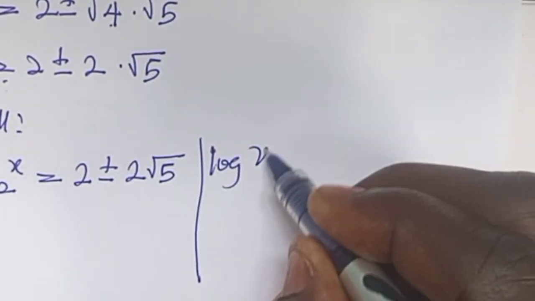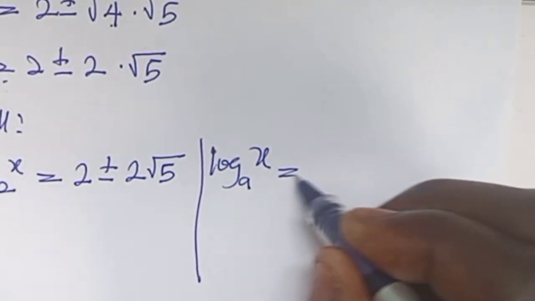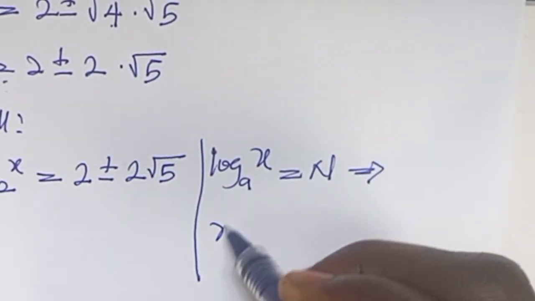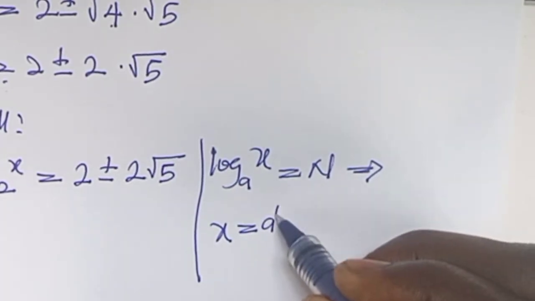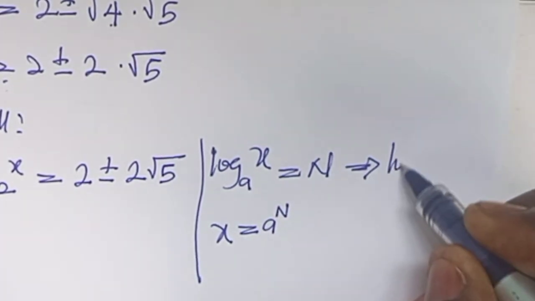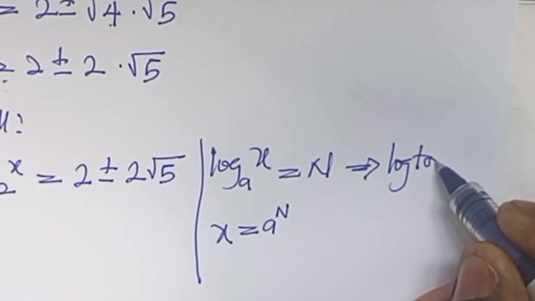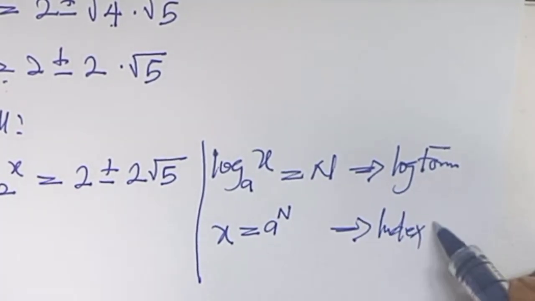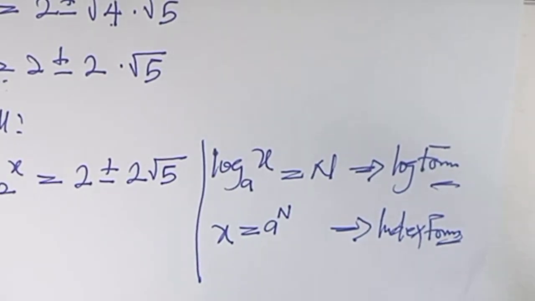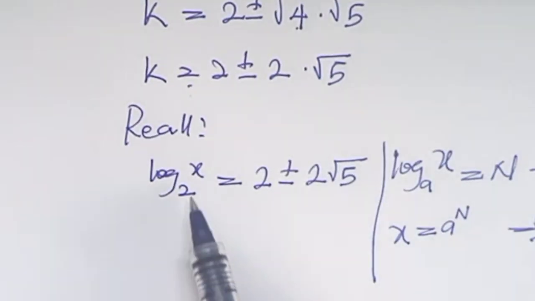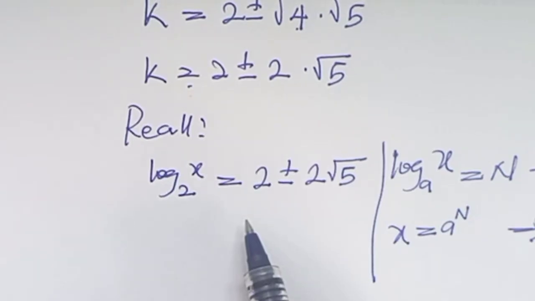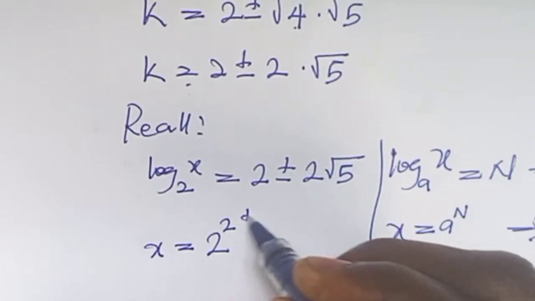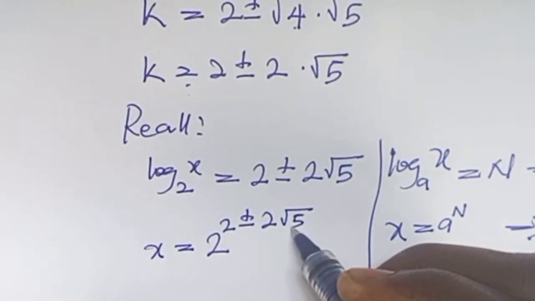But for log x base a to be equal to n, it means that x is equal to a to the power of n. This is in the log form, and this is an index form, and it's fine. We can therefore write our equation as x is equal to 2 to the power of 2 plus or minus 2 square root of 5.